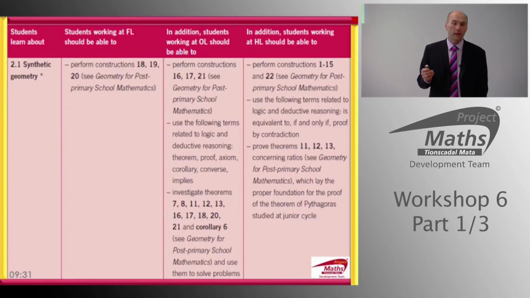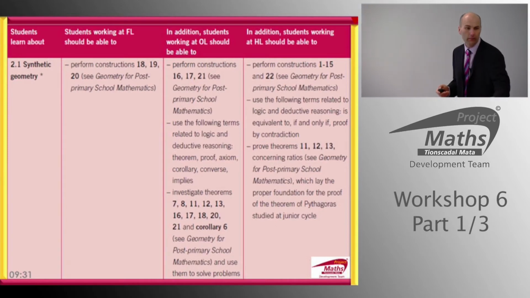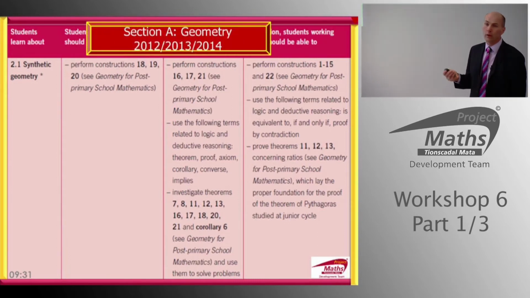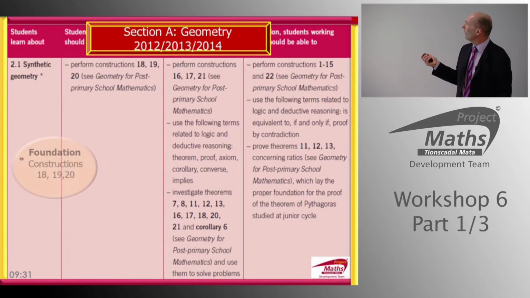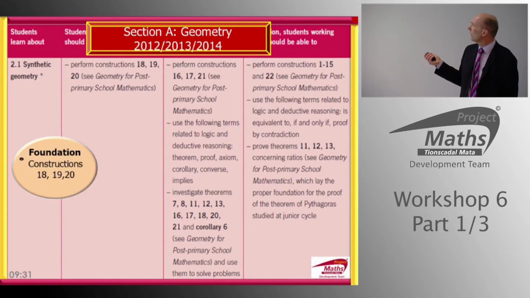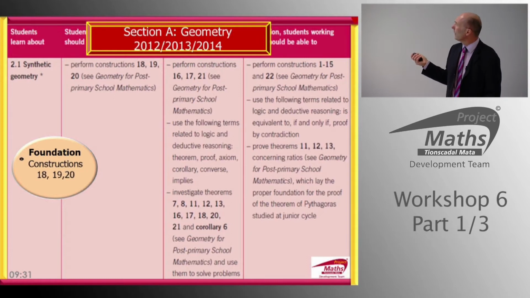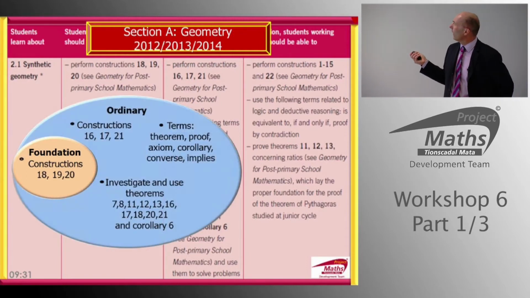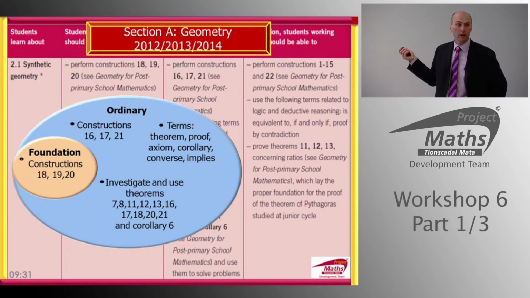Now, just looking at the syllabus and the embedded nature that it works on. For 2012, 2013 and 2014, at foundation level, all the foundation level can be asked, and that part A is constructions 18, 19 and 20. For your ordinary level, given the embedded nature of the syllabus, they need to know the foundation level as well. So for ordinary level it's constructions 16, 17, 18, 19, 20 and 21.